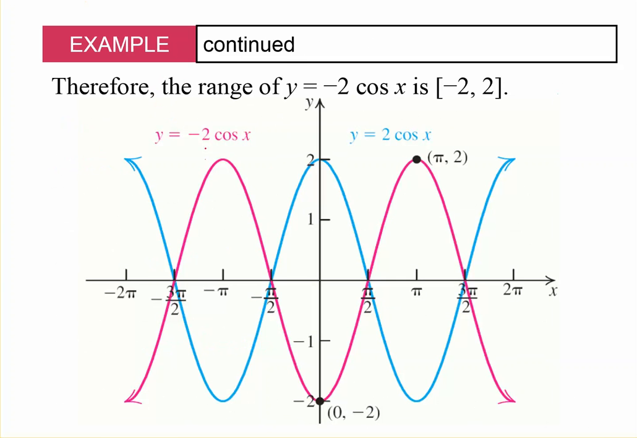Here it is. Here's the original. Y is equal to 2 cosine is blue. And then when you take the negative of it, anything that was a positive 2 becomes negative 2. And notice these zeros still stay at the same spot. No moving of zeros.